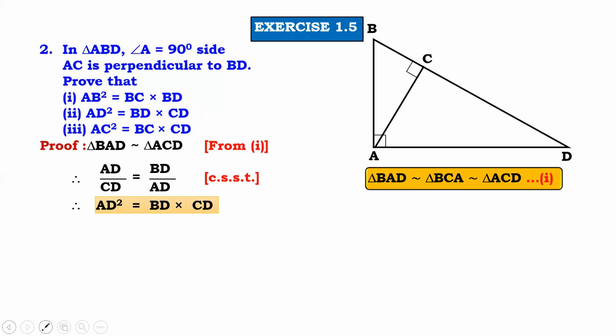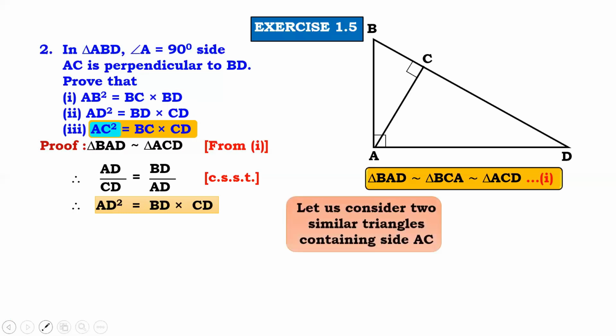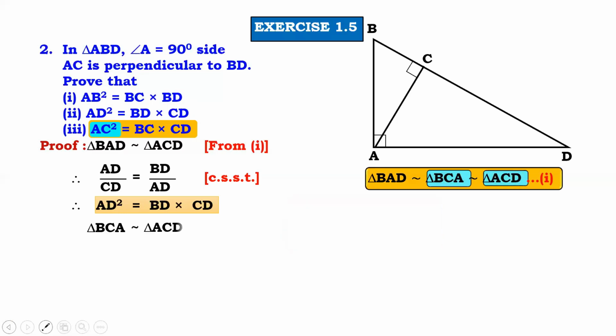Now students, it is very easy, we have to prove the third part. By this time you must all have understood, to get AC square, we have to consider two similar triangles containing AC. That is the second triangle and the third triangle. So triangle BCA similar to triangle ACD from 1. Now we have to take the corresponding sides. Now we require AC square. That means we have to take AC.